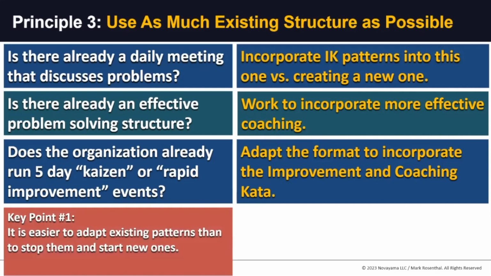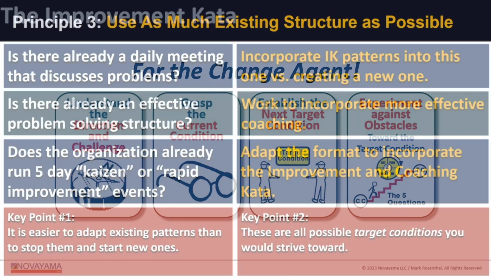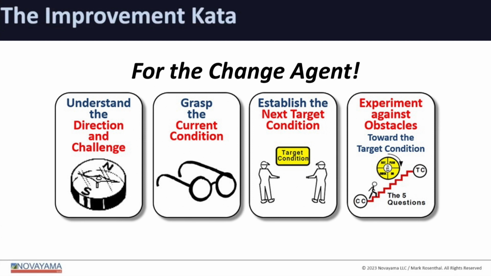So the key point here is that it's easier to adopt existing patterns than to say, nope, those are wrong. We're going to do this new one. And the second key point is that these are all possible target conditions you as a change agent would be striving toward. So that's how to be thinking of this. Where am I trying to go? Where am I now? What's the next thing I'm going to try to put into place? And as I try to put into place, I will learn what the actual obstacles are. I will learn where the pushback is. I will learn the resistance. And then I have to engage my coaching and change agent skills to overcome those obstacles and get these changes into place.